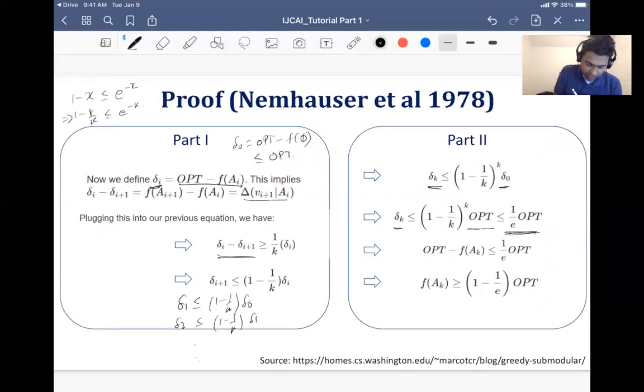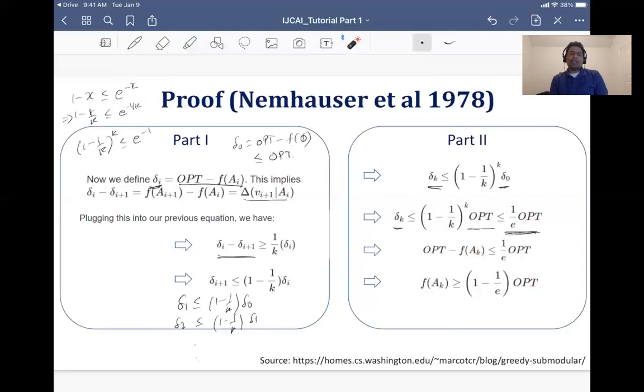So I raise both to the power k. So (1 minus 1 over k) raised to k is less than e raised to minus 1. Right? So (1 minus 1 over k) raised to k times opt is less than 1 over e multiplied by opt. And just rearranging this, because delta k is opt minus f of ak, this is less than or equal to 1 over e times opt. Rearranging this, we get f of ak greater than or equal to 1 minus 1 over e multiplied by opt.